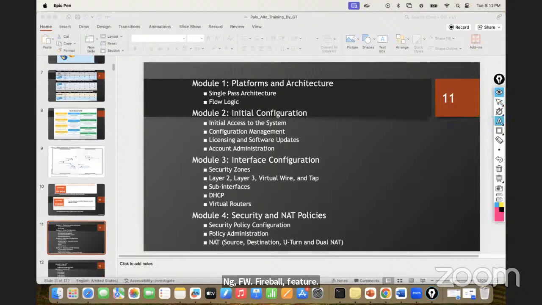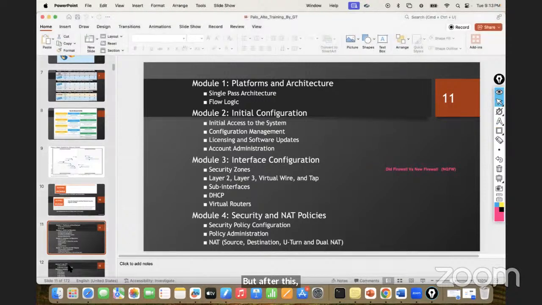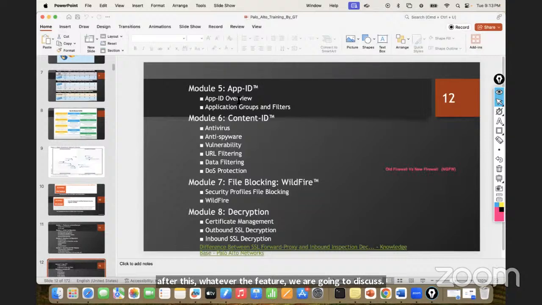We have the old firewall, which we discuss about, versus the new firewall. The old firewall we call a legacy firewall, and the new firewall we call an NGFW firewall, which is next generation firewall. Till here, you can think of this as the old firewall feature, which is always available in every firewall. But after this, whatever features we are going to discuss, at least for modules 4 to 8, are all advanced next generation firewall features.